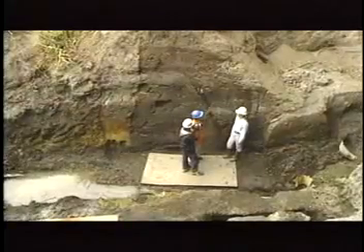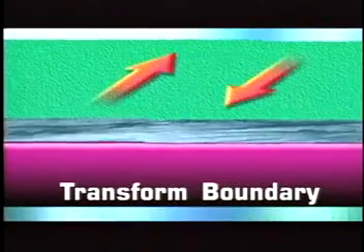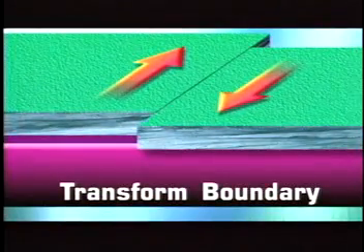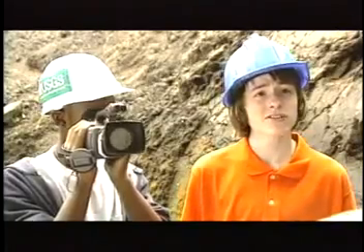The last boundary is called a transform boundary. It's when plates slide past each other, like the San Andreas Fault here. Does that mean California's not going to break off and fall into the ocean? No, that's a common misconception. Actually, Los Angeles may someday be next to San Francisco, but that will probably take 10 million years.